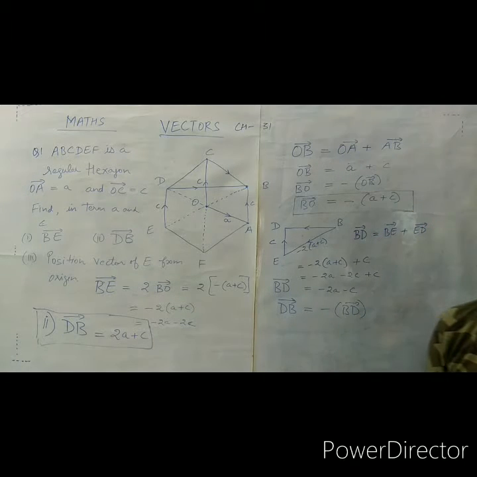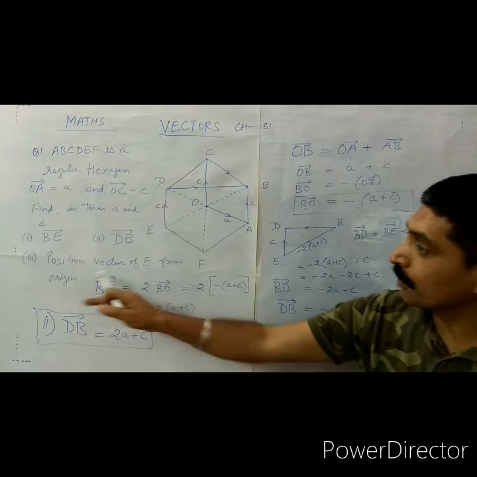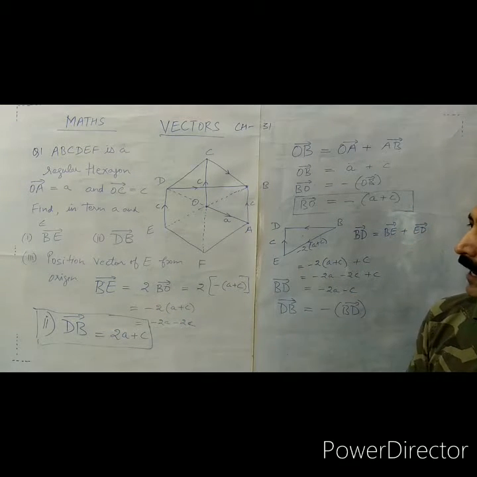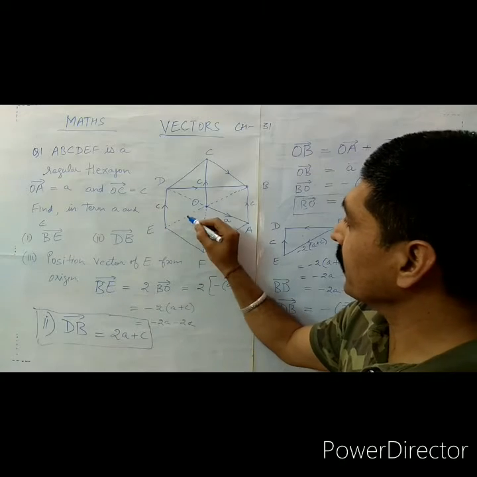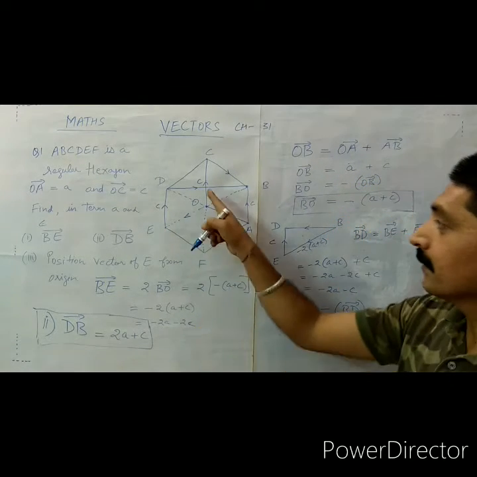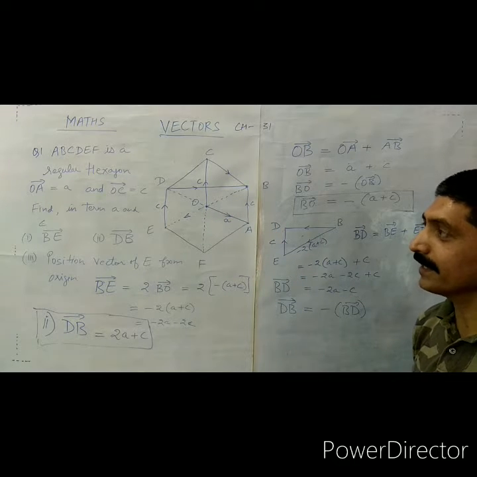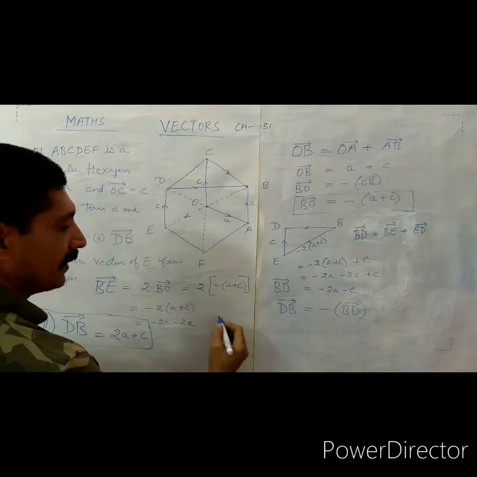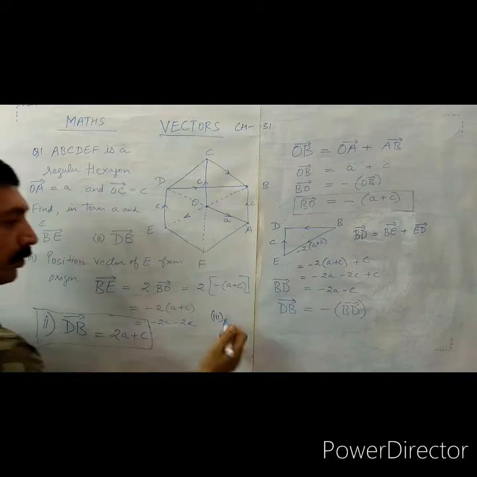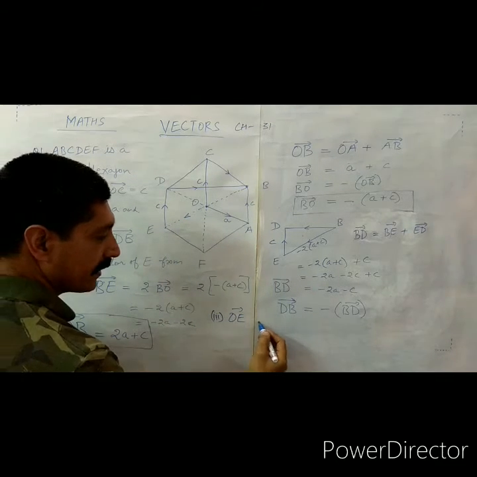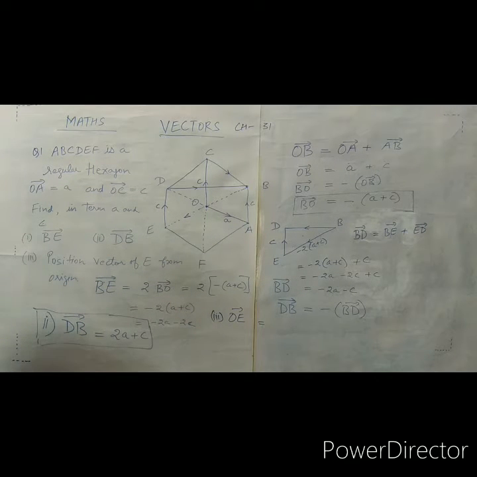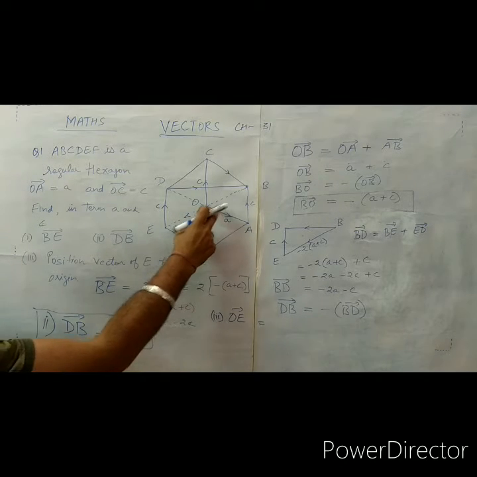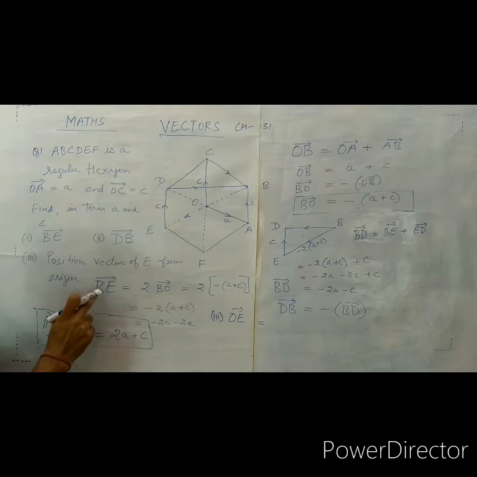We have left with one more part, that is the position vector of E from the origin. Origin here is O point, and we want to find OE in terms of small a and small c. So position vector here, third part, O to E can be written as, it's very simple, OE is half of BE.